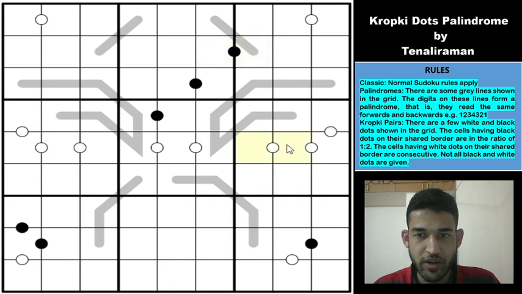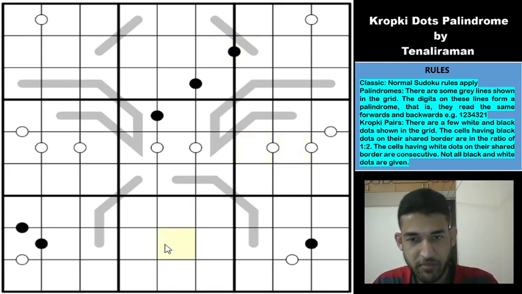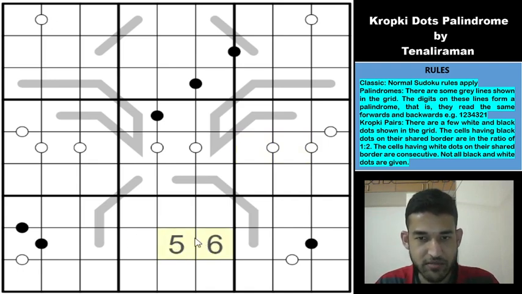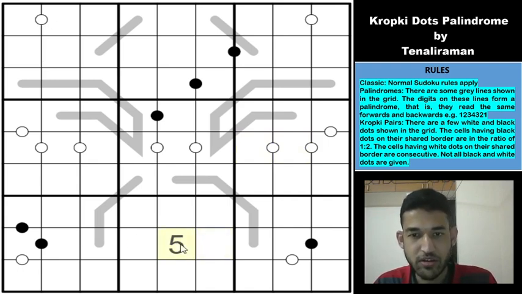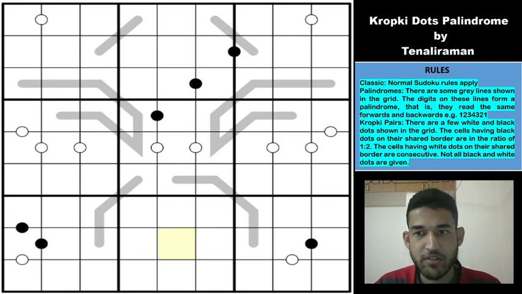Okay, so when you take a white dot, then these two cells must be consecutive. That is, there must be a difference of 1 between these two cells, and not all dots are given. That means that you may have a sequence like this, or you may have something like this without a white dot. So these are the rules. With that, we'll start solving this Sudoku.